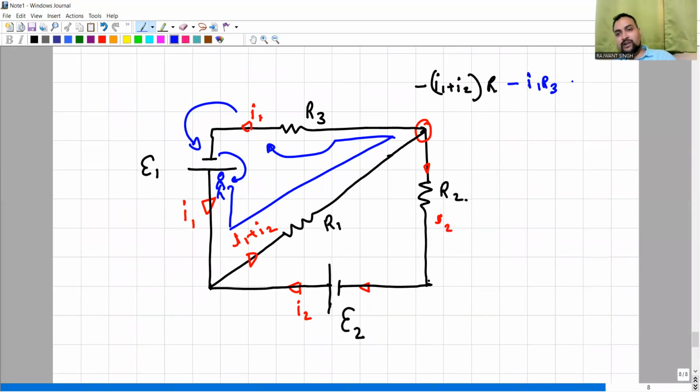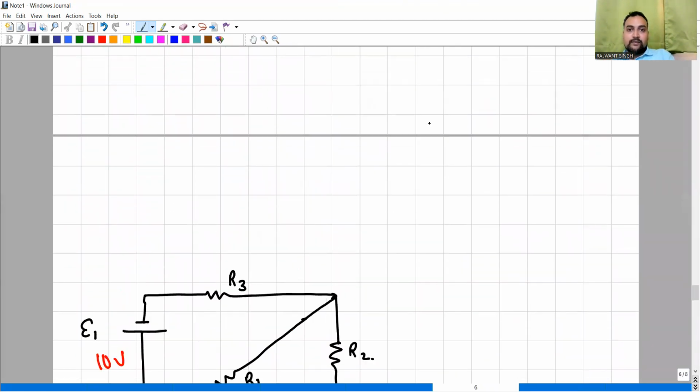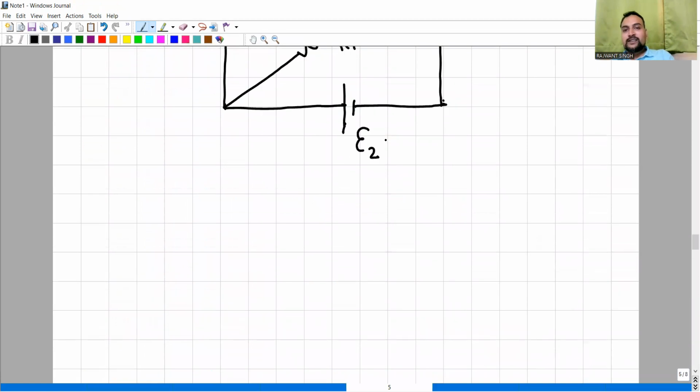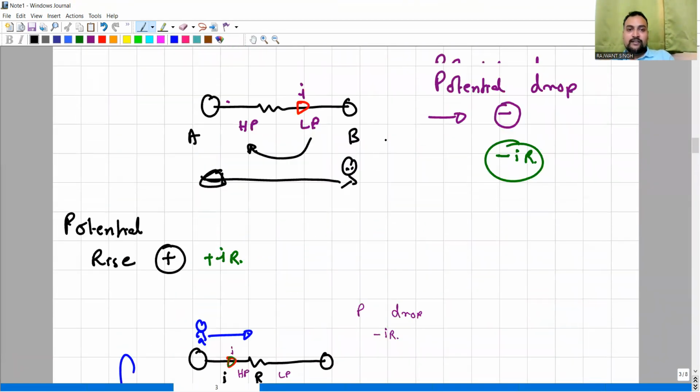And a potential rise of how much? Plus E. Now, because you have reached the same point you have started from, so this will all become zero. The sum of all this will become zero, and this is exactly what Kirchhoff's second law is. When you read Kirchhoff's second law, you may not understand a few things around it, but when you do the problem, you will actually get a very good hold of it.